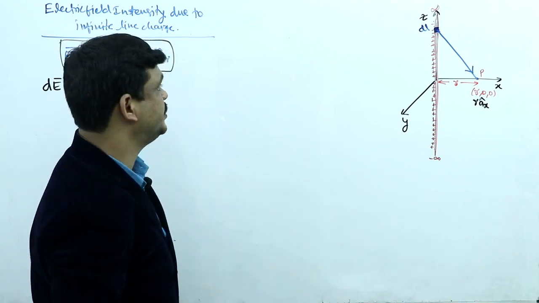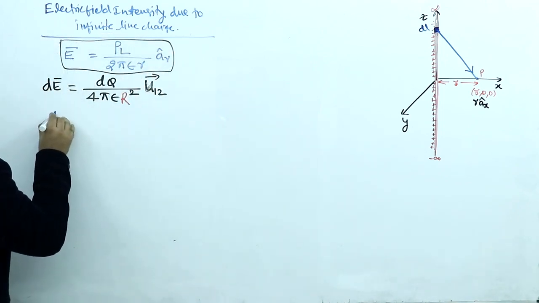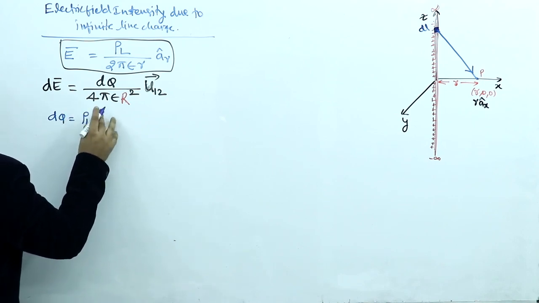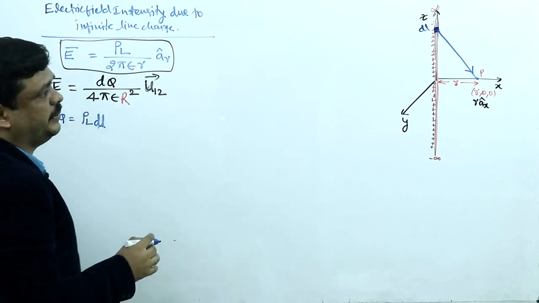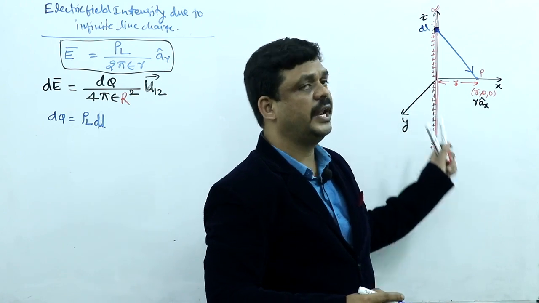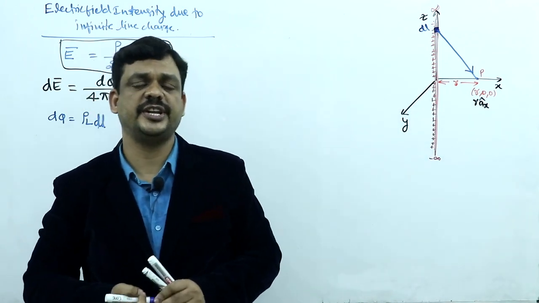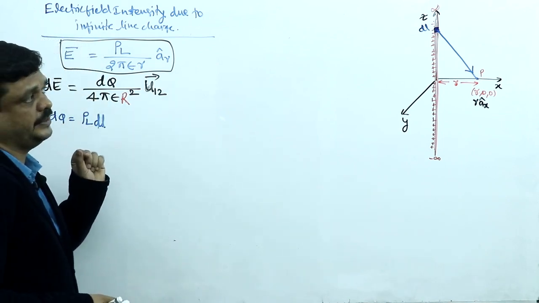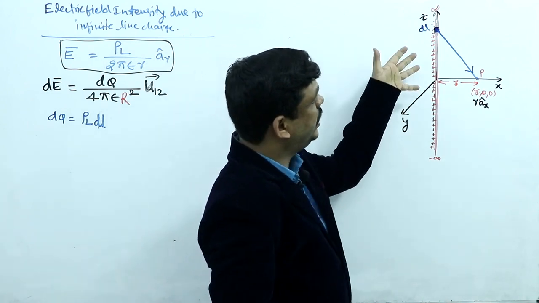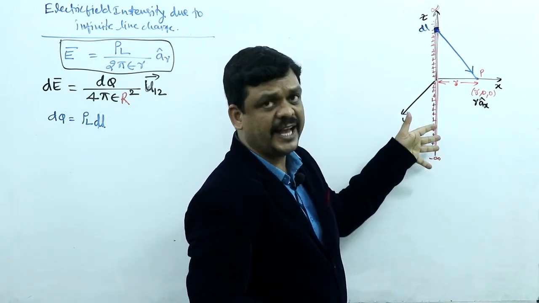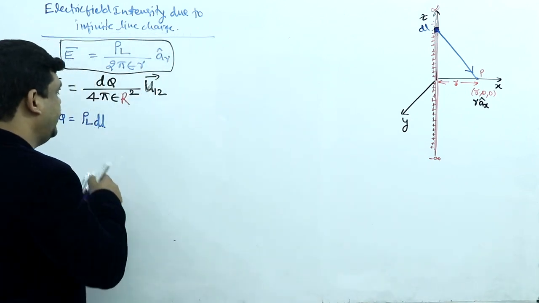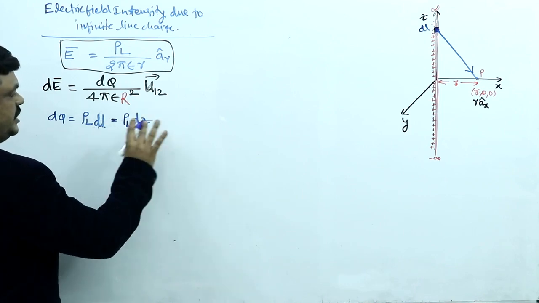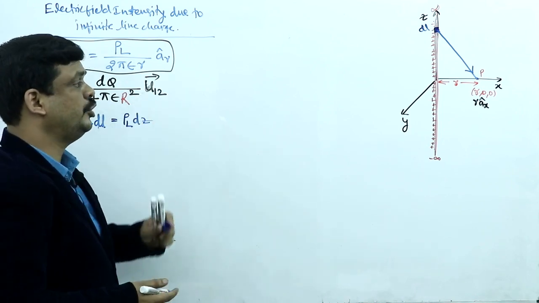Then we can write the total charge equation. What is the total charge now? dq is equal to rho l into dl, because the charge is distributed on the line. Line charge density is total charge by length. Then the total charge dq is equal to rho l into the differential length dl. Now I have placed this infinite line charge on the z-axis, so dl is equal to dz. So directly we write rho l into dz. This part is finished. Later we have to find the unit vector.